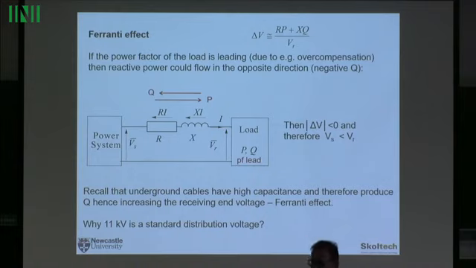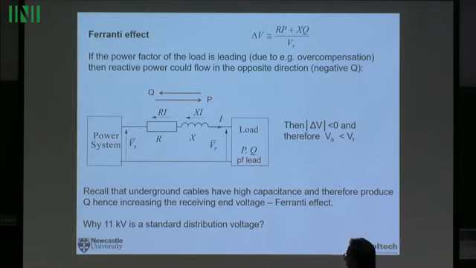Apparently, the first distribution line built in this country by Ferranti, which connected London to somewhere else, I can't remember where, was by means of an underground AC cable, not DC. When they connected it, they discovered that the voltage generated by the generator was 10 kV, but the voltage at the end of the line was 11 kV. This was surprising because they were thinking in terms of the DC network, where the voltage goes down. Here the voltage went up.